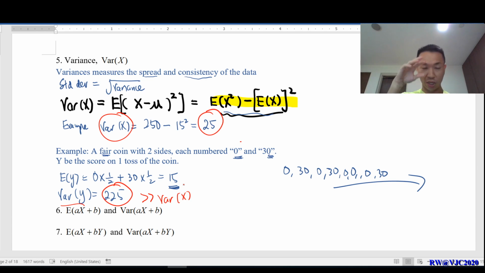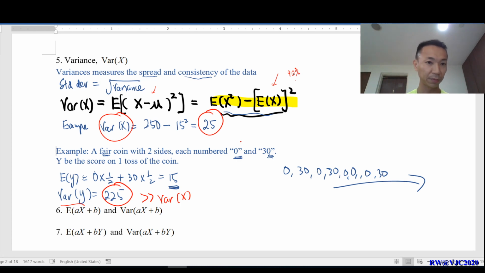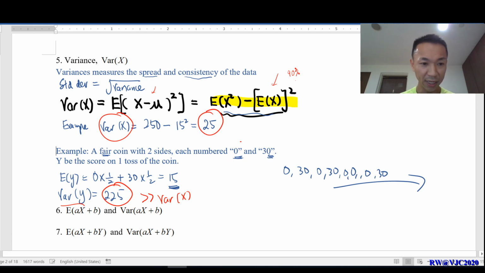Okay? How do you calculate? Just stick to this one and sometimes this one. This one, 90% of the time you will use this: expected value of x squared minus expected value of x, squared. That's all. You will use that formula. Got it? Okay. Next.